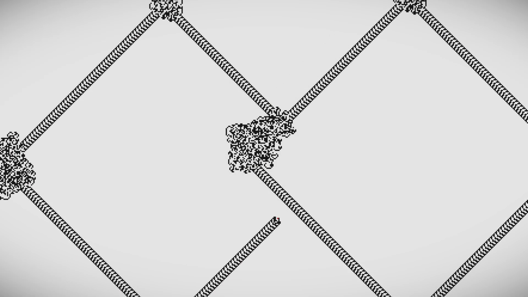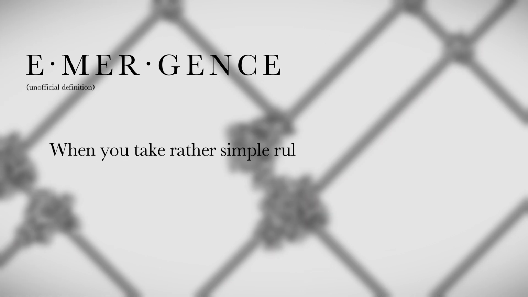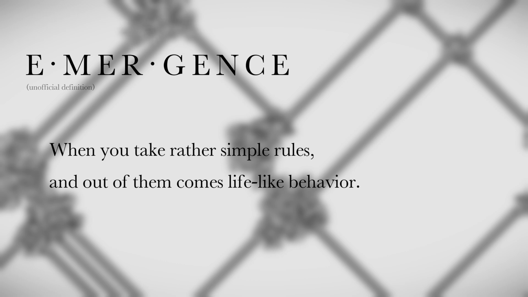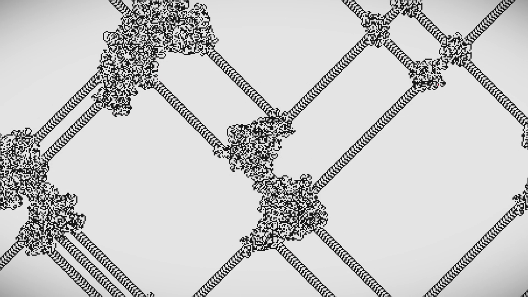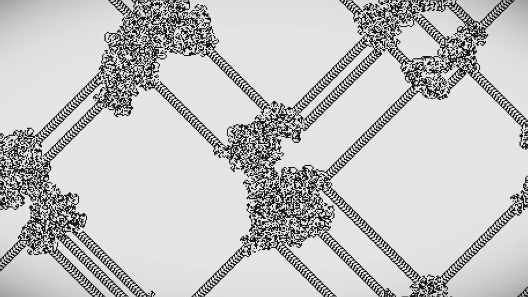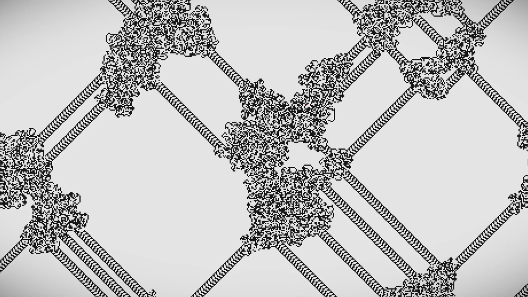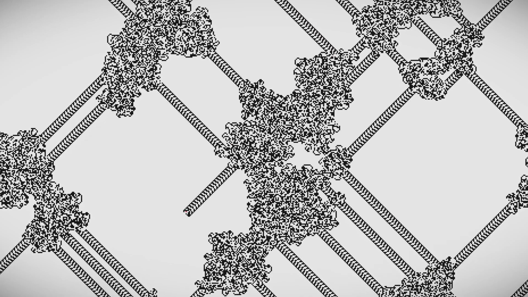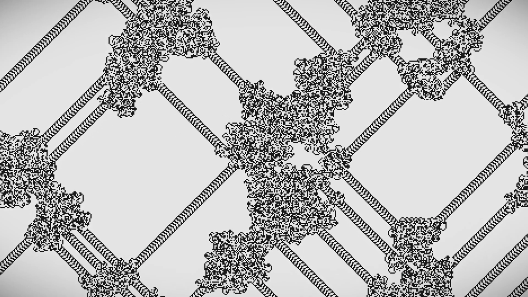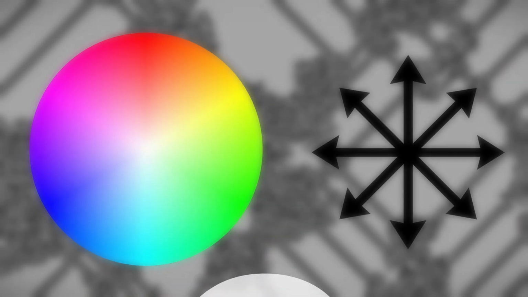Langton's ant is a prime example of emergence, when you take rather simple rules and out of them comes lifelike behavior. But after a while, this gets pretty repetitive. Langton's ant will go on forever and ever with these patterns, and eventually it'll all become static again. But what if we added other colors and other moves? What emergent behaviors would we see?